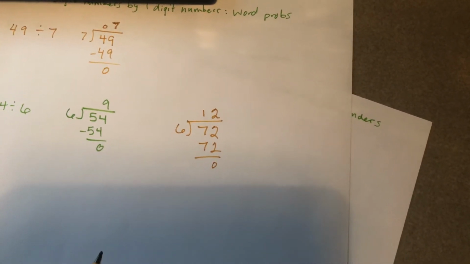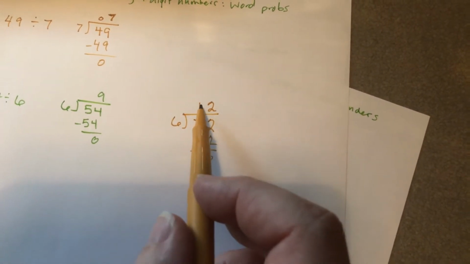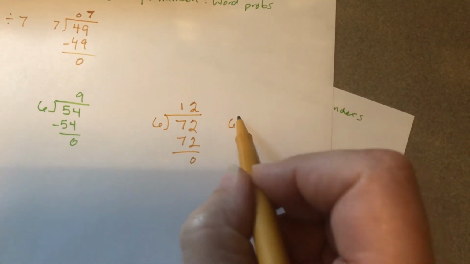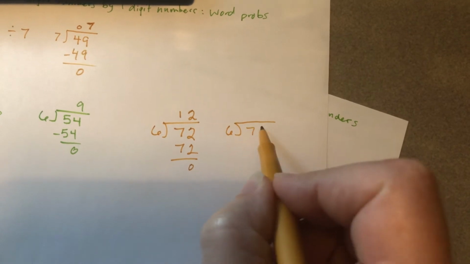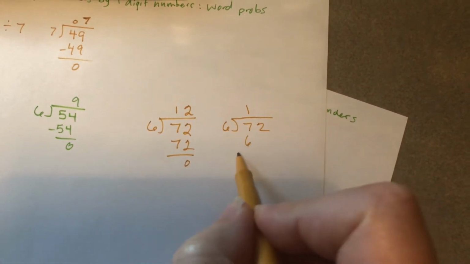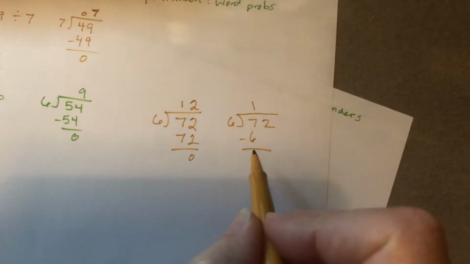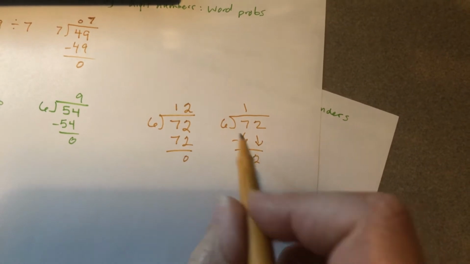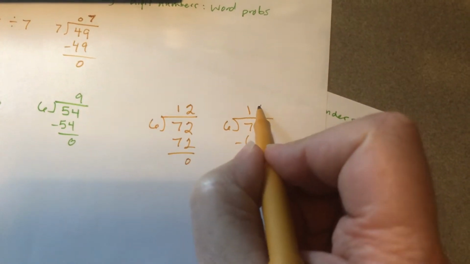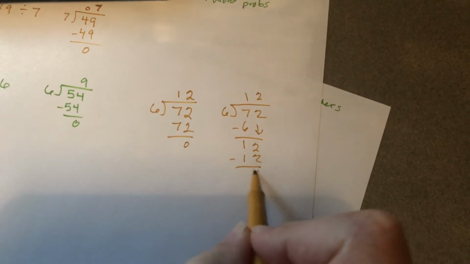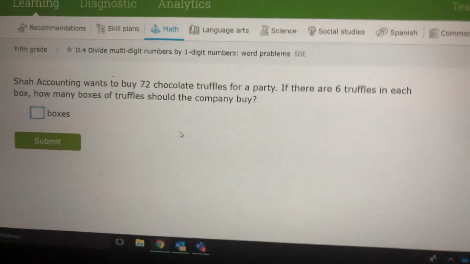We could have done this another way. We could have said 6 goes into 7 once. 1 times 6 is 6, and we could have brought it down. I can show you that really quick. So 6 goes into 7 one time. 1 times 6 is 6. Subtract. 7 minus 6 is 1. Bring down. 6 goes into 12 2 times. 2 times 6 is 12. Subtract. No remainders. Okay? So we get 12.